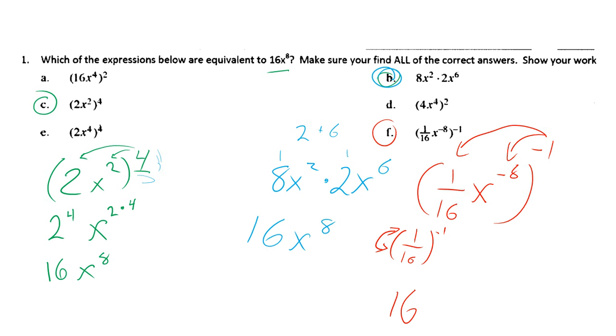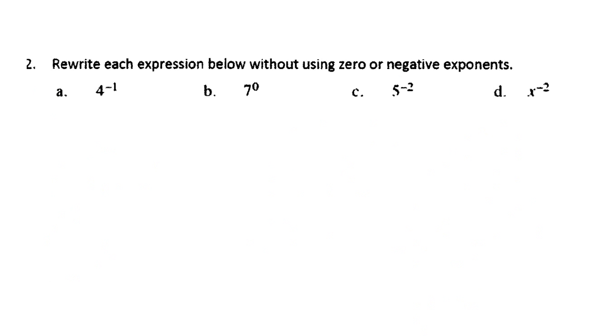Okay. And then we have x to the negative 8 times negative 1. Negative 8 times negative 1 is 8. And so that would be for that one. Okay. Moving on to number 2.